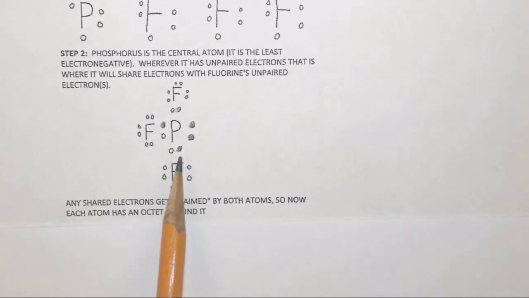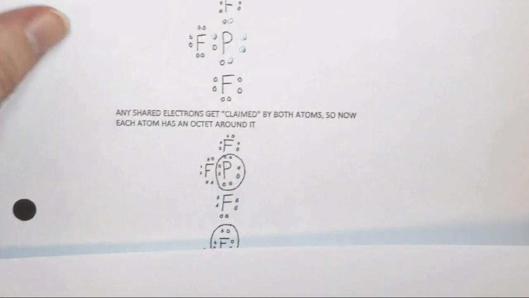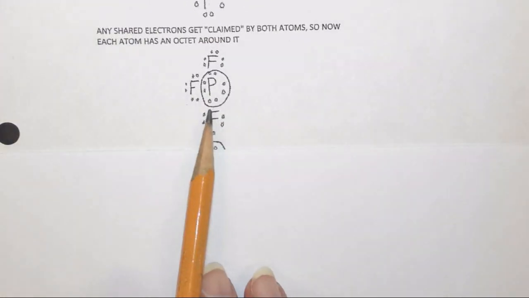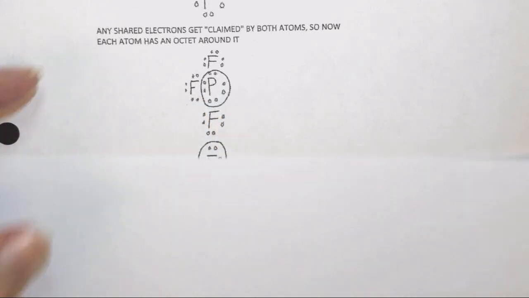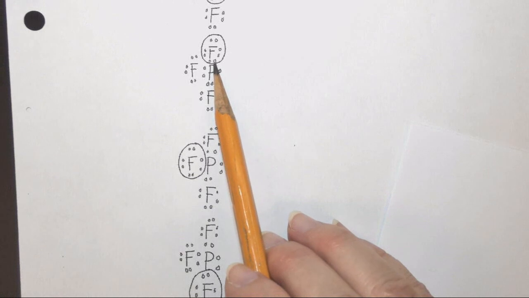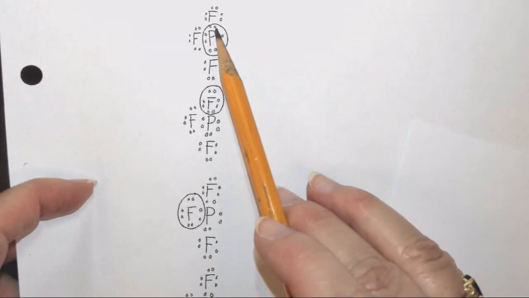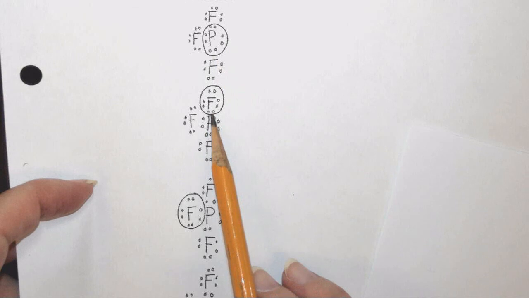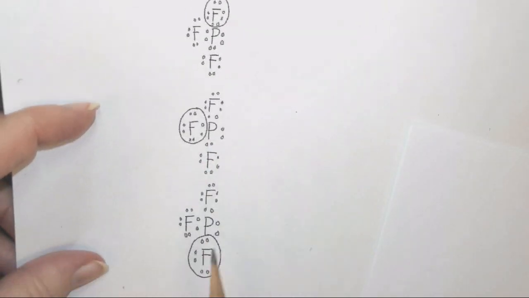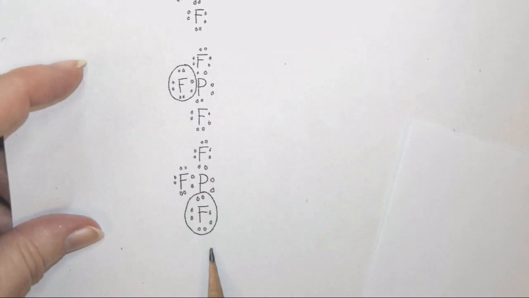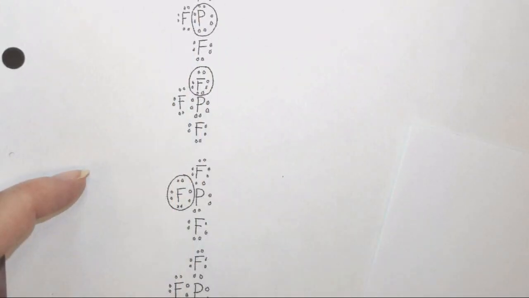Okay. So now, and you don't have to draw this if you don't want to, but if we look at each element, phosphorus now has 8 electrons around it, and so does each fluorine. If you look at each fluorine, remember, the shared pairs get claimed by both. So the phosphorus counted those 2 electrons, and so does the fluorine. So each fluorine now has an octet. You will not have to show this in any of the work that you do. Okay? I'm just trying to show you how to check for that octet.